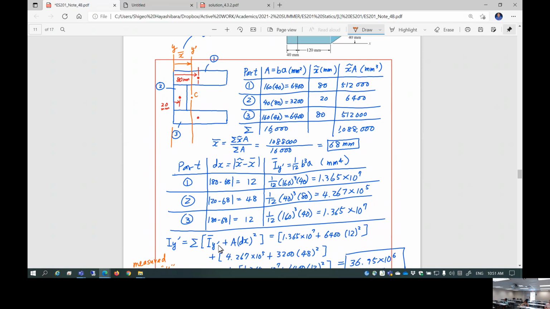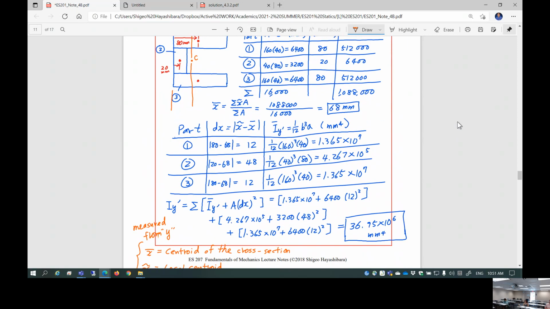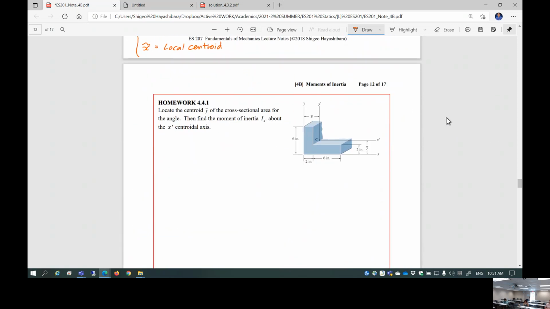So this Iy prime over bar is the local centroidal axis moment. In other words, what is the moment of inertia about the local centroidal axis? That's Iy prime over bar. This is essentially 1 over 12 b cubed a. So this is probably making you think a little bit.